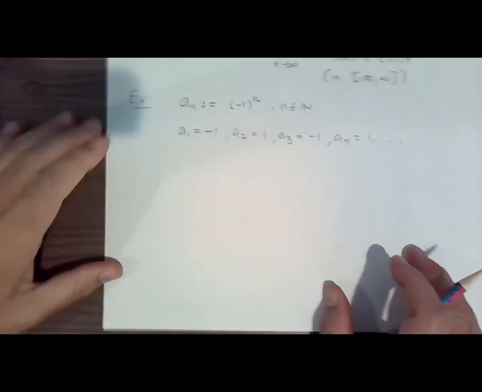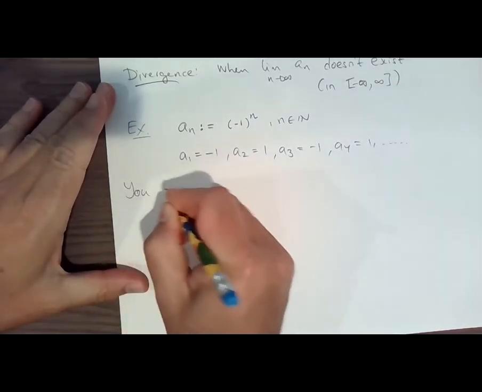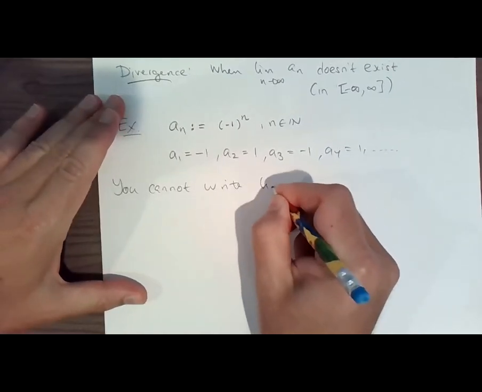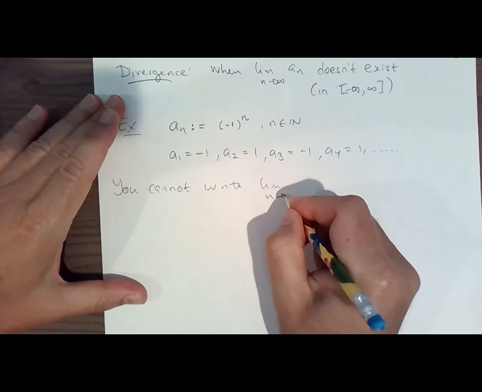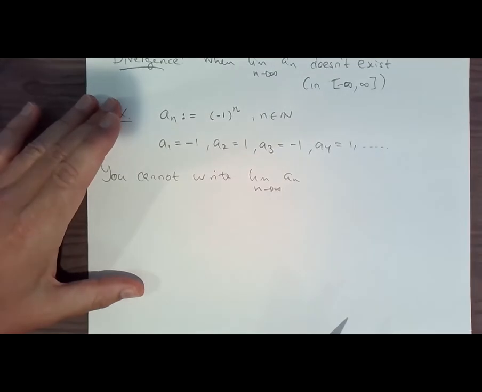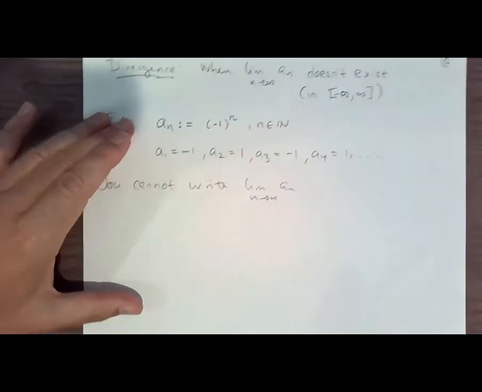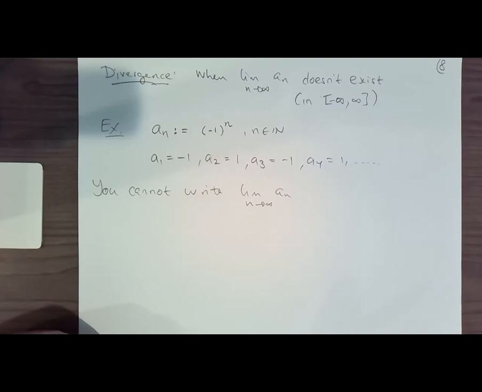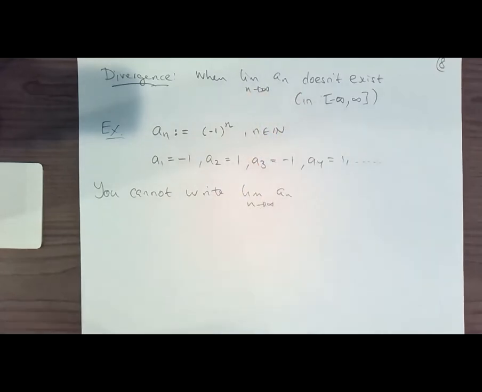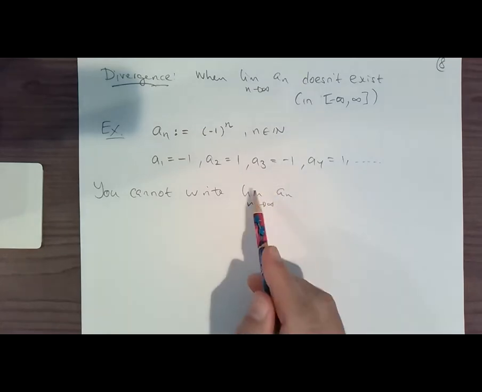So in this case, you are not allowed to write the limit of these a_n, because there is no such thing. And this is what divergence is about. And so it quickly becomes a mess, because before you apply this limit operator, you need to know that there is such a limit. And so we cannot just blindly write this.